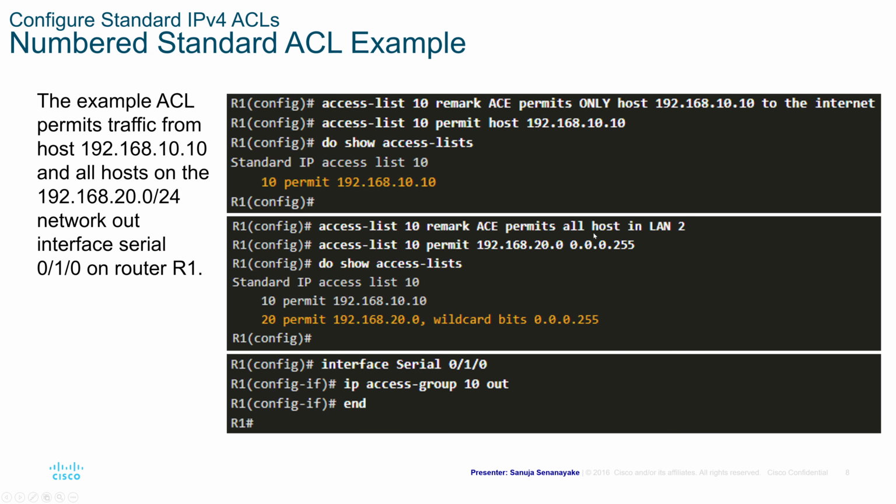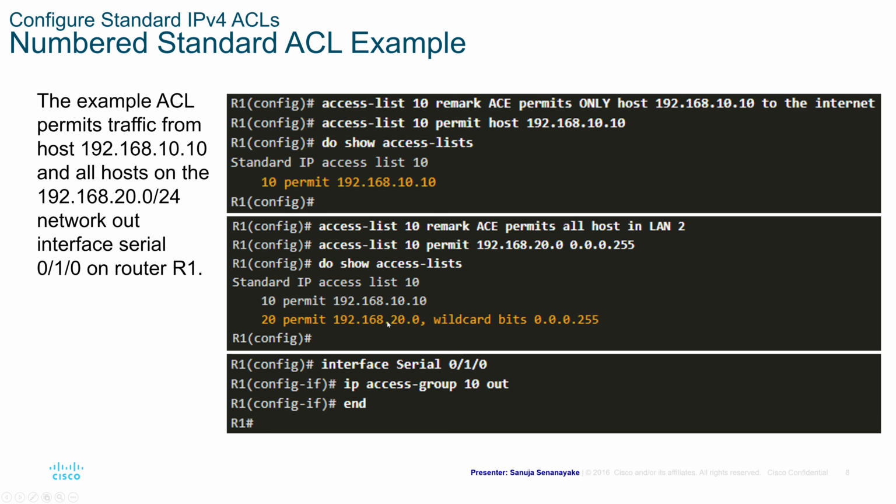Numbered standard ACL example. Here is an example shown in this slide, which I will go through in a real live lab demonstration later, that shows a numbered standard ACL. In this example, the ACL permits traffic from host 192.168.10.10 and all hosts on the 192.168.20.0/24 network out interface serial 0/1/0 on router 1.